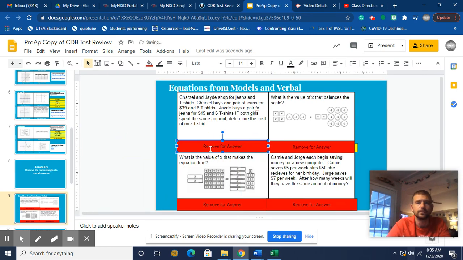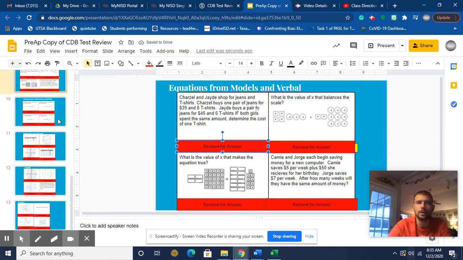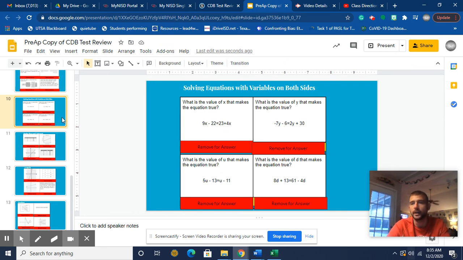That way you can check your work. This is not there to cheat. I'm more concerned with the process today, not so much the solutions. I do want you to get the right answers, but make sure you're working through these, because tomorrow when you take your CDB, obviously the answers won't be there.